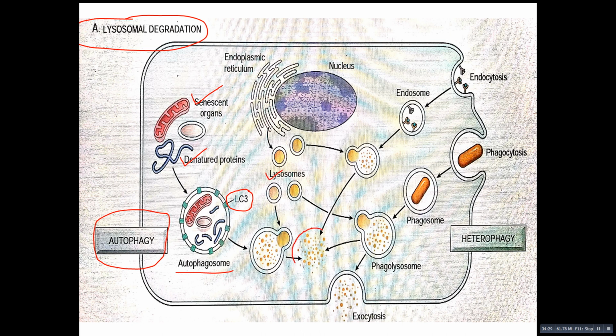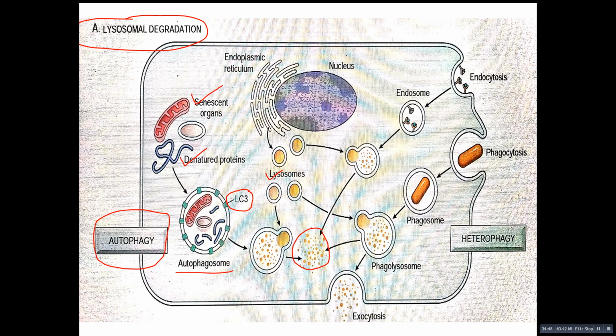Another pathway is heterophagy. Again, it is very simple. Either by the process of endocytosis or by the process of phagocytosis, materials are ingested. In the case of endocytosis, it can be any material, for example, LDL protein ingested. In the case of phagocytosis, the material ingested is a microbe.